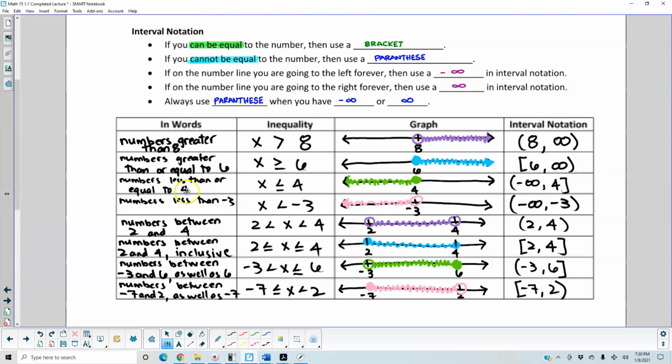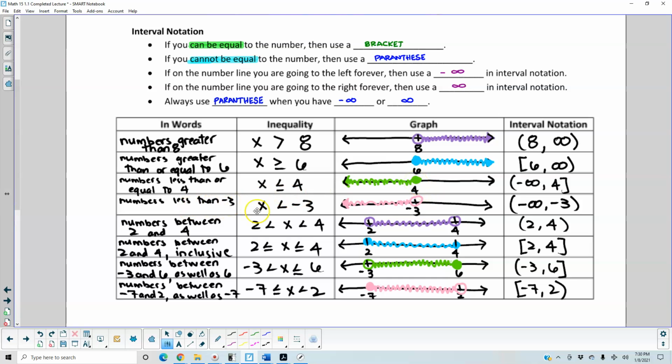Numbers less than or equal to 4. The inequality would be x is less than or equal to 4. So we'd have a closed dot at 4 and then it's shading everything to the left. So then we start out at parenthesis negative infinity, comma 4 with a bracket since we're including the 4.